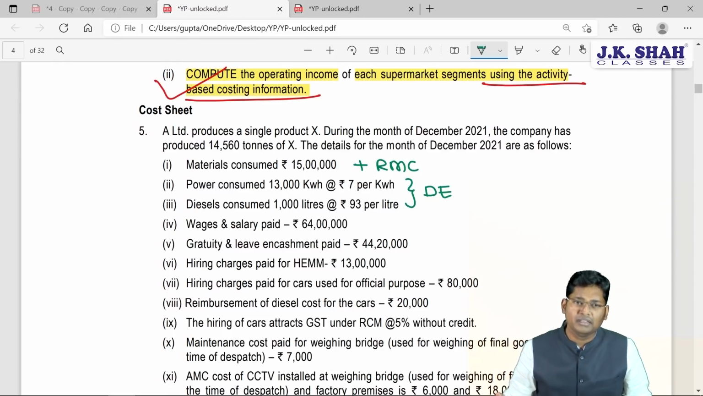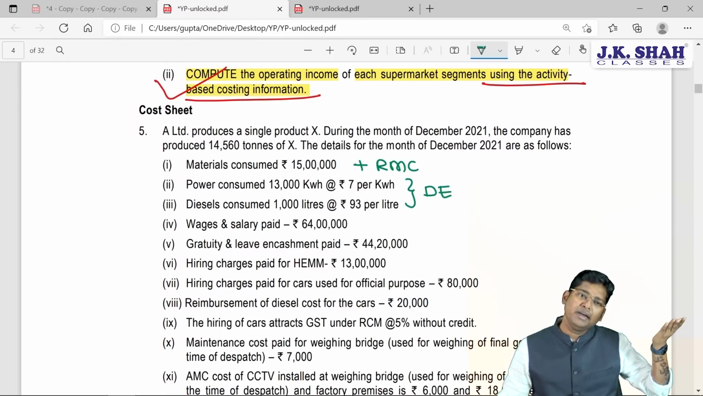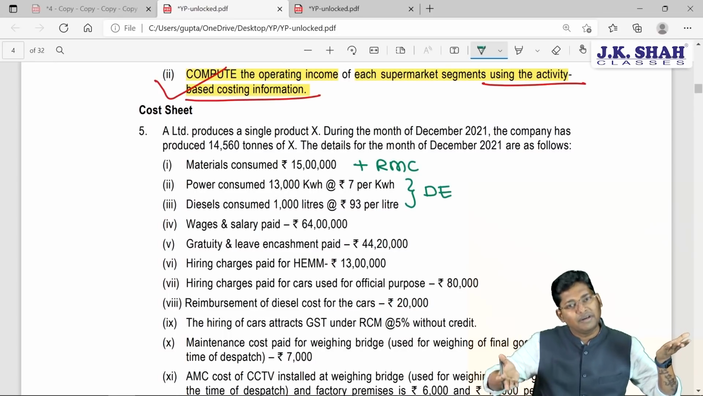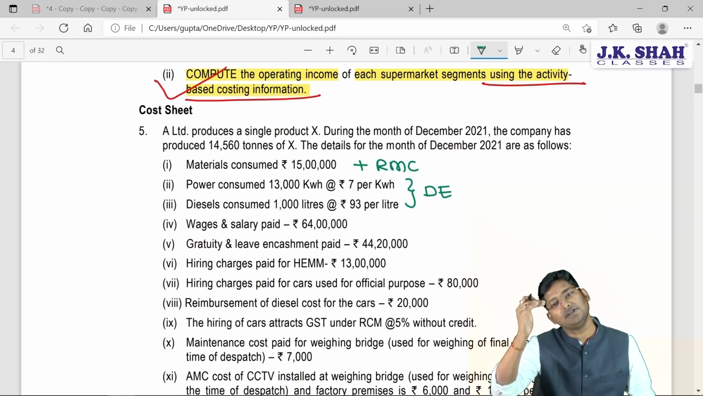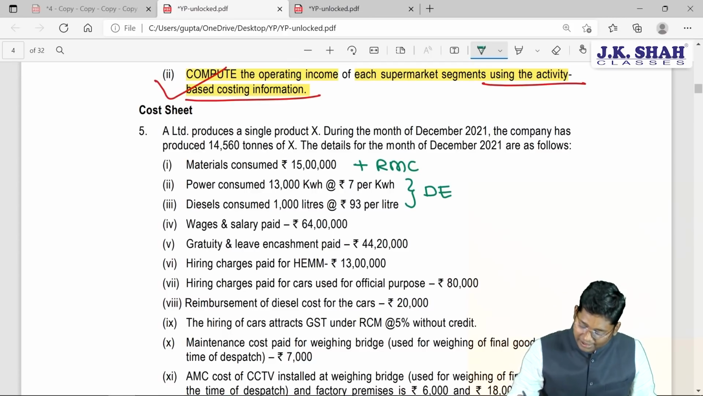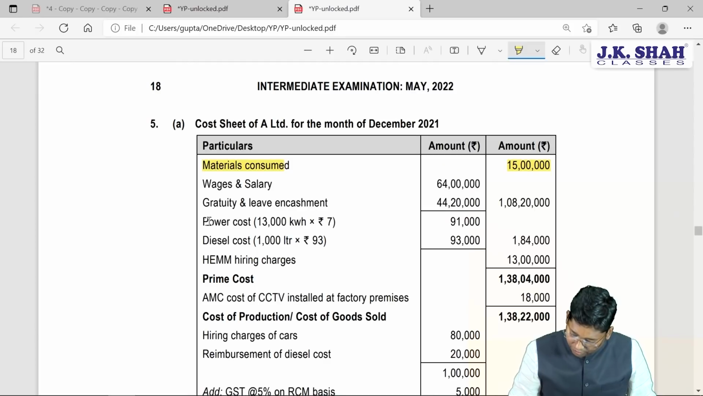Sir, what does that mean? Whenever you are producing more quantity, both expenditures will increase accordingly. Whenever you reduce the quantity, both expenditures will reduce accordingly. Both are direct expenses, and they have recorded them before prime cost by simply multiplying the given elements.